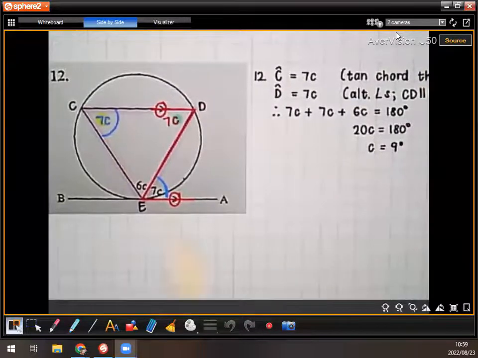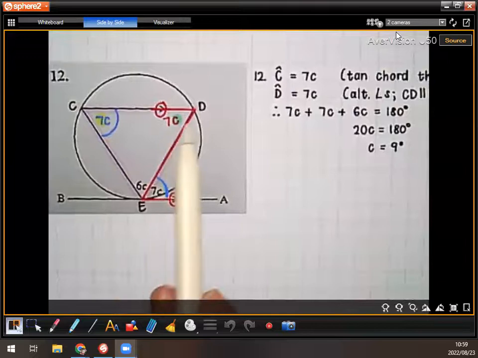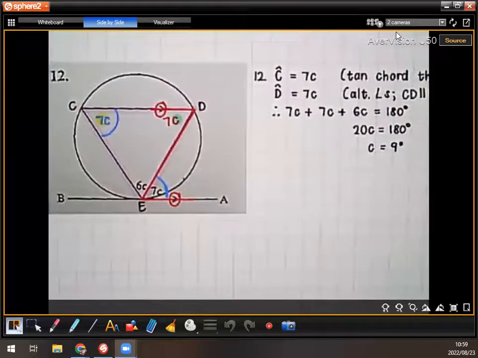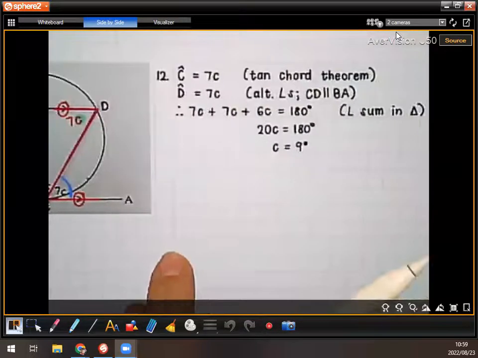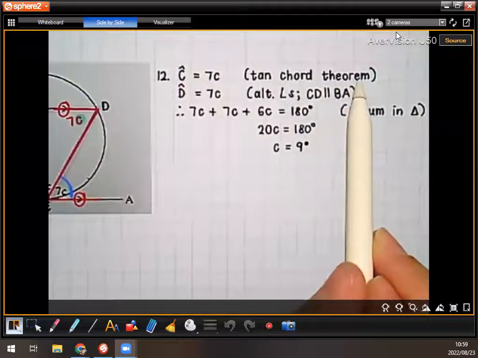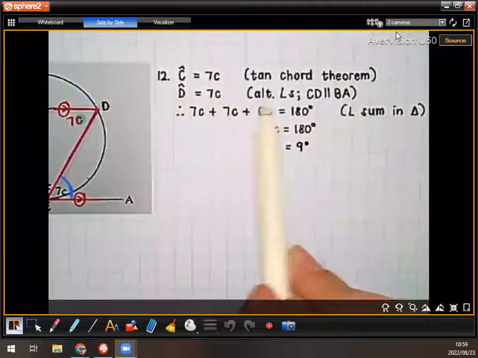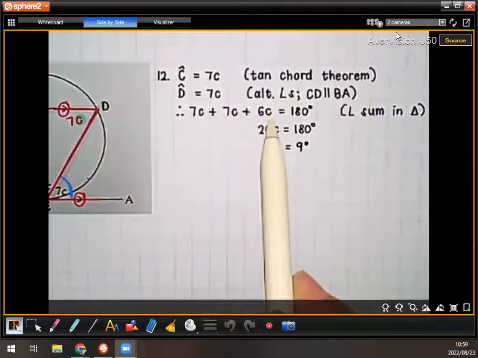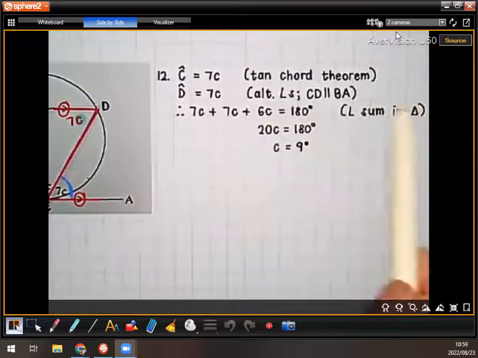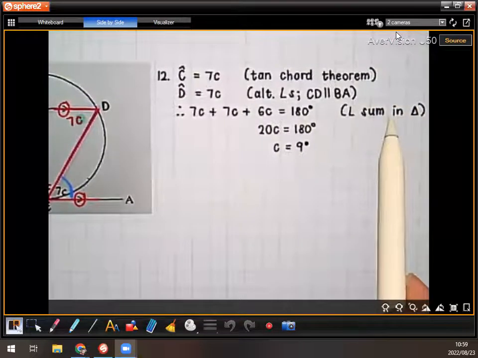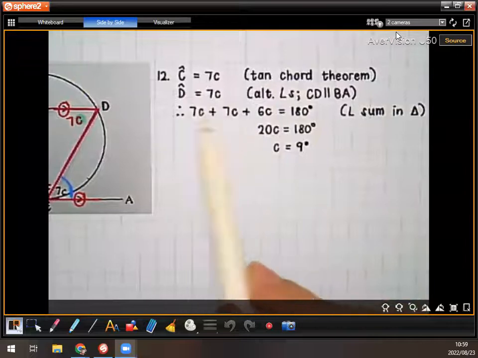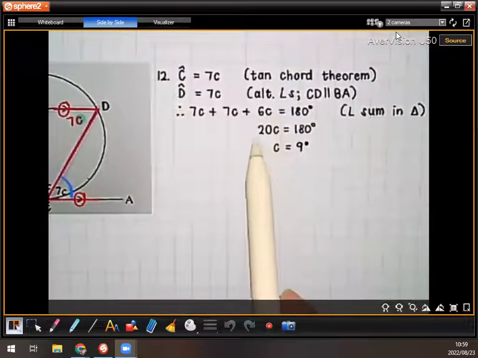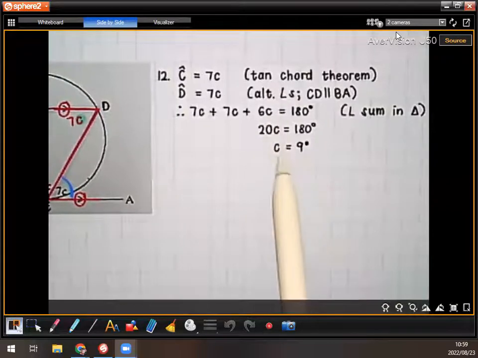But now what that gives me, guys, is three angles in a triangle. And we know that the three angles of a triangle should equal 180 when you add them together. Alright, so once you have that C is 7C because of the tan-chord theorem, and D is also 7C because of alternate angles, then you can take those three angles in the triangle and add them up equal to 180. You'll write the reason as angle sum in triangle. Here we have 7 plus 7, which is 14, plus 6 is 20. And then you have to say 180 divided by 3.